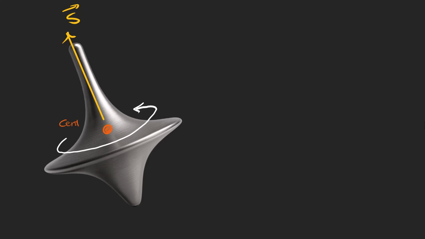There is also another kind of rotation which is associated with the center of mass of the top. The center of mass is rotating around this axis. This rotation produces another angular momentum which is vertical in this direction. This kind of rotation is called precession that causes the top to wobble when it is spinning.